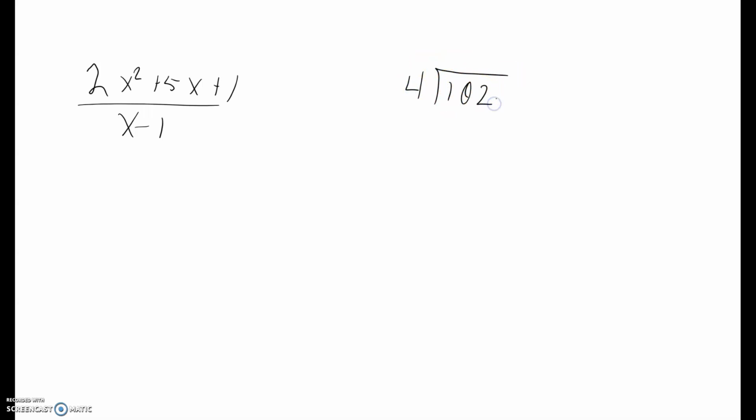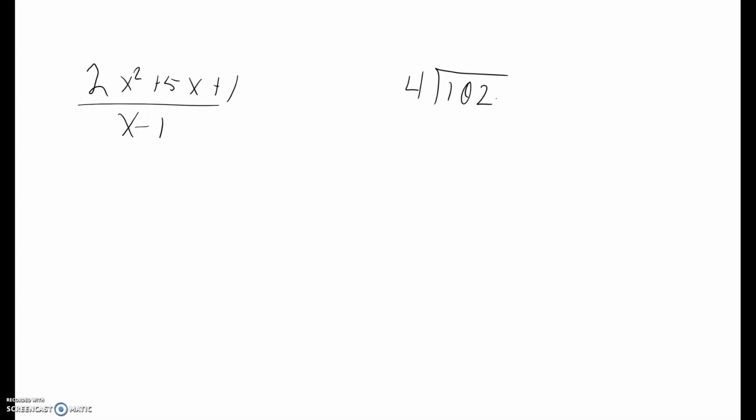Okay, so polynomial long division is something where we're going to have a situation where, say, 2x squared plus 5x plus 1 over x minus 1. Okay. Now, before we get to the long division of polynomials, let's review long division in general here. So, right, in this case, I have 102 divided by 4.